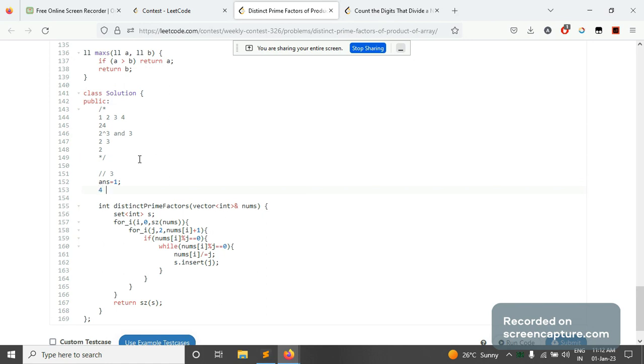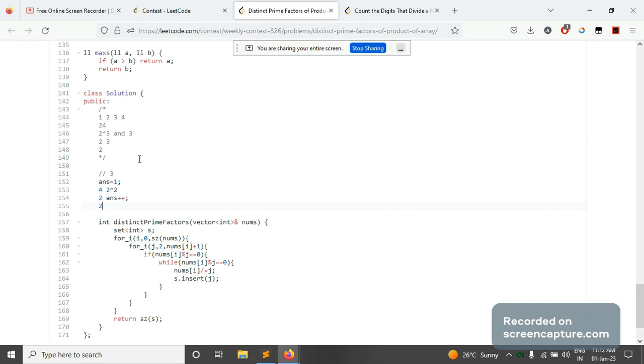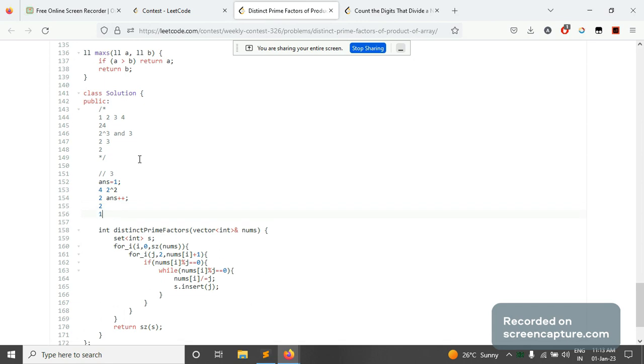Suppose we come on the 4. Its division will be 2 cross 2. We have taken 2 as a prime factor in our answer, and we have increased our answer. So the answer will become 2. Again, we come down to the 2, and we have already taken the 2 in our answer, so we ignore it and continue our process. And after that, we come on 1.